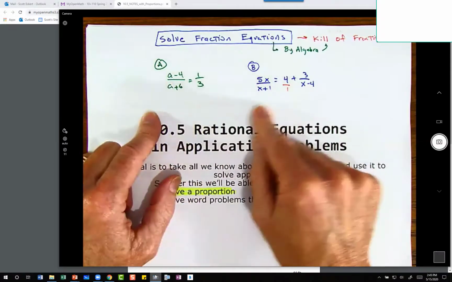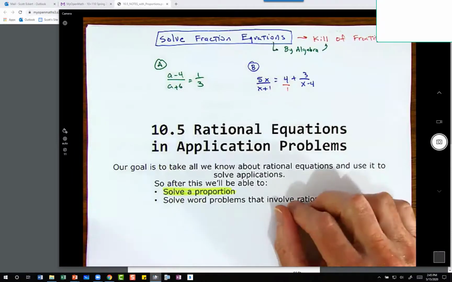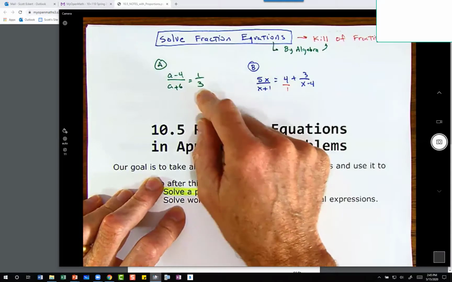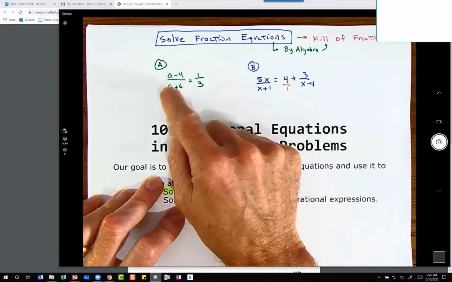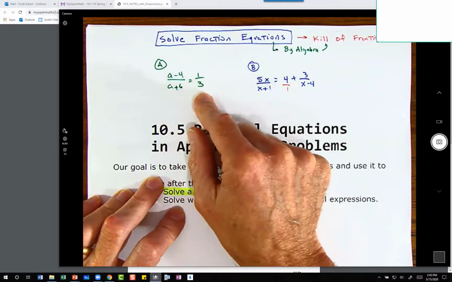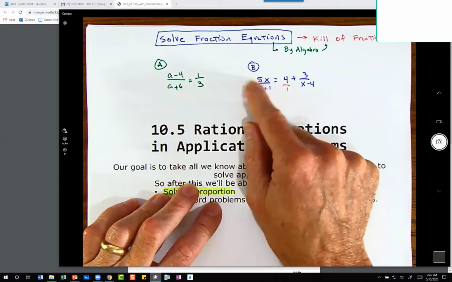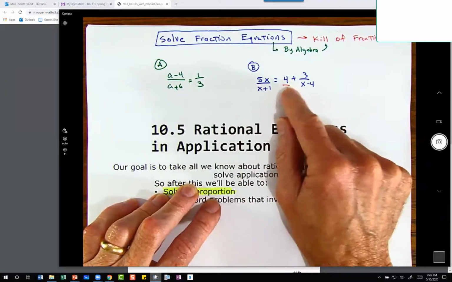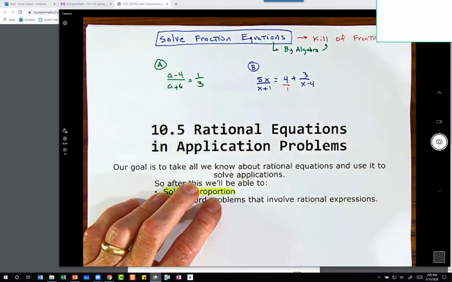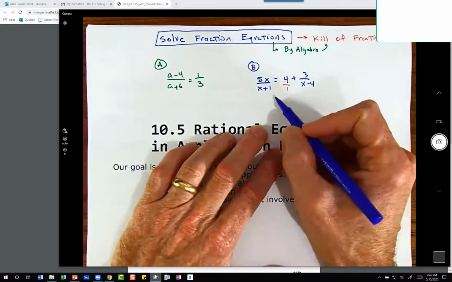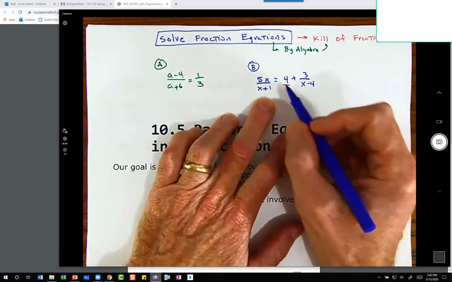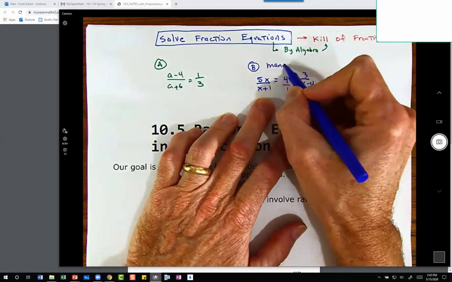How many terms is this equation made up of? Only 1 fraction on one side and 1 fraction on the other. There's only 2 fractions, a left side fraction and a right side fraction. This one has a left side fraction, but then it has a right side with 2 terms. So that is a simple way to characterize the difference between the blue and the green: the harder ones have many terms.